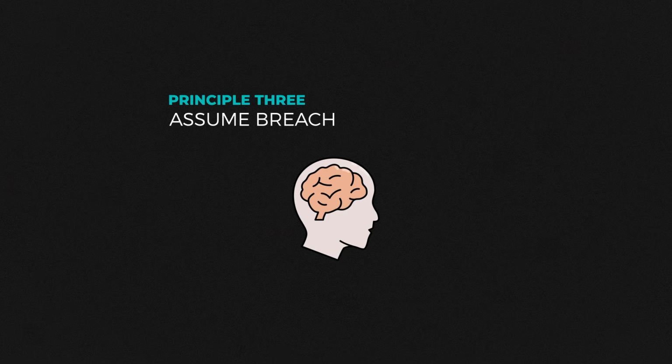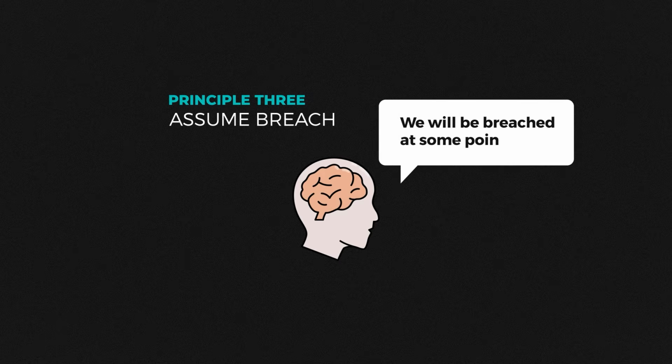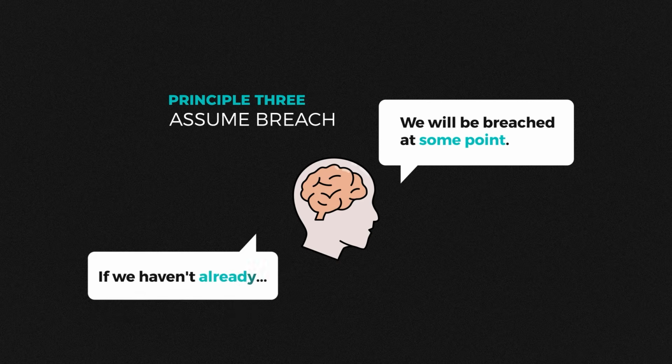The last principle of Zero Trust that we will discuss is assume breach. Now, this means that we're not just trying to stop cyber attacks, but we're going to assume that the systems will be breached at some point, if they haven't already. By taking this mindset, we can start to plan our defenses for if the worst should happen.